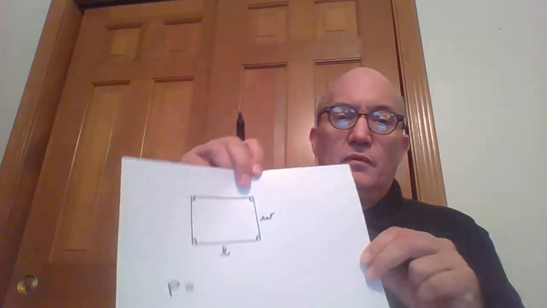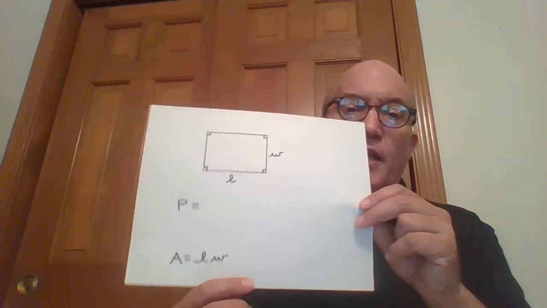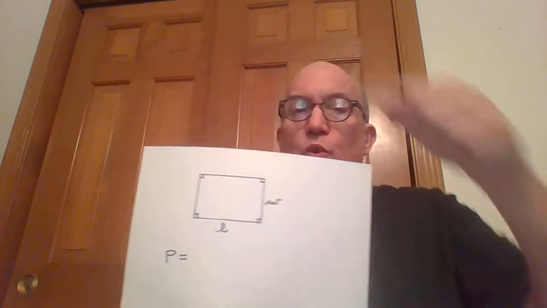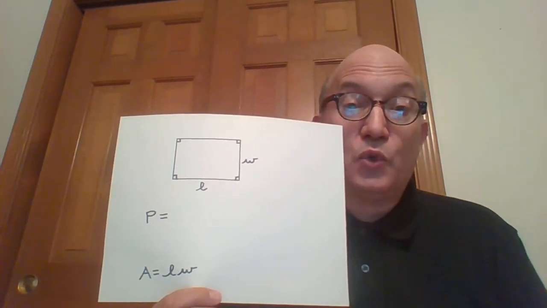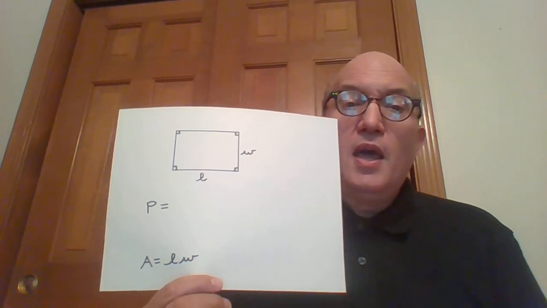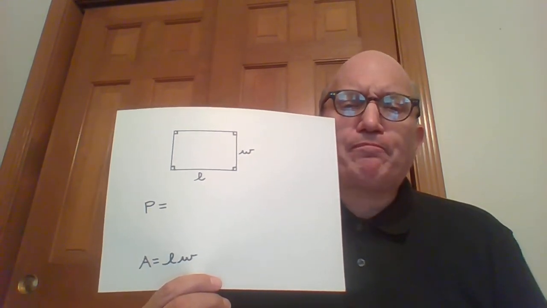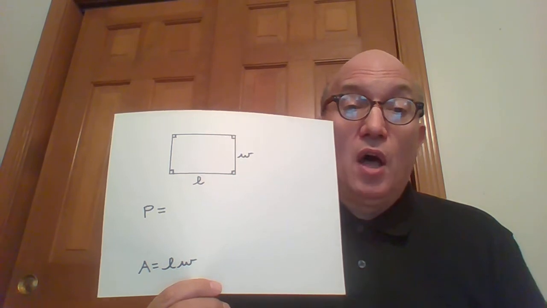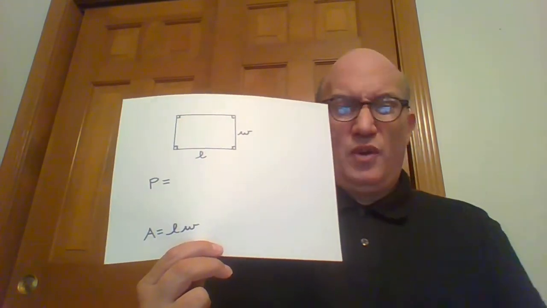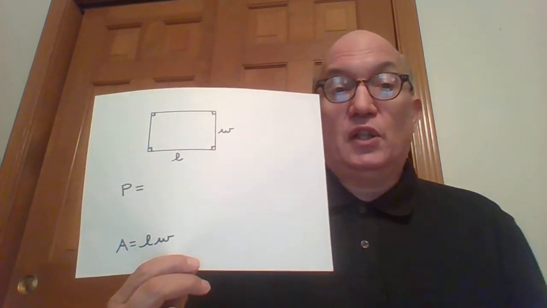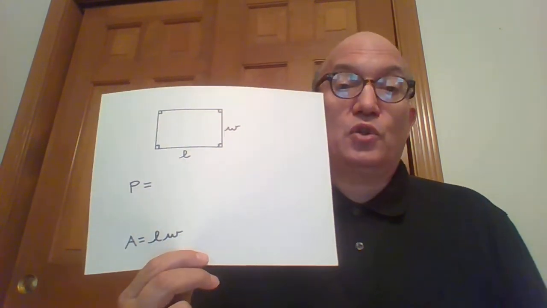Here I have represented a rectangle. I've put little squares in each angle to indicate that they are right angles or 90-degree angles. And I've labeled the longer side L. When we talk about length and width, what's the difference? Well, the length is the longer side and the width is the shorter side.